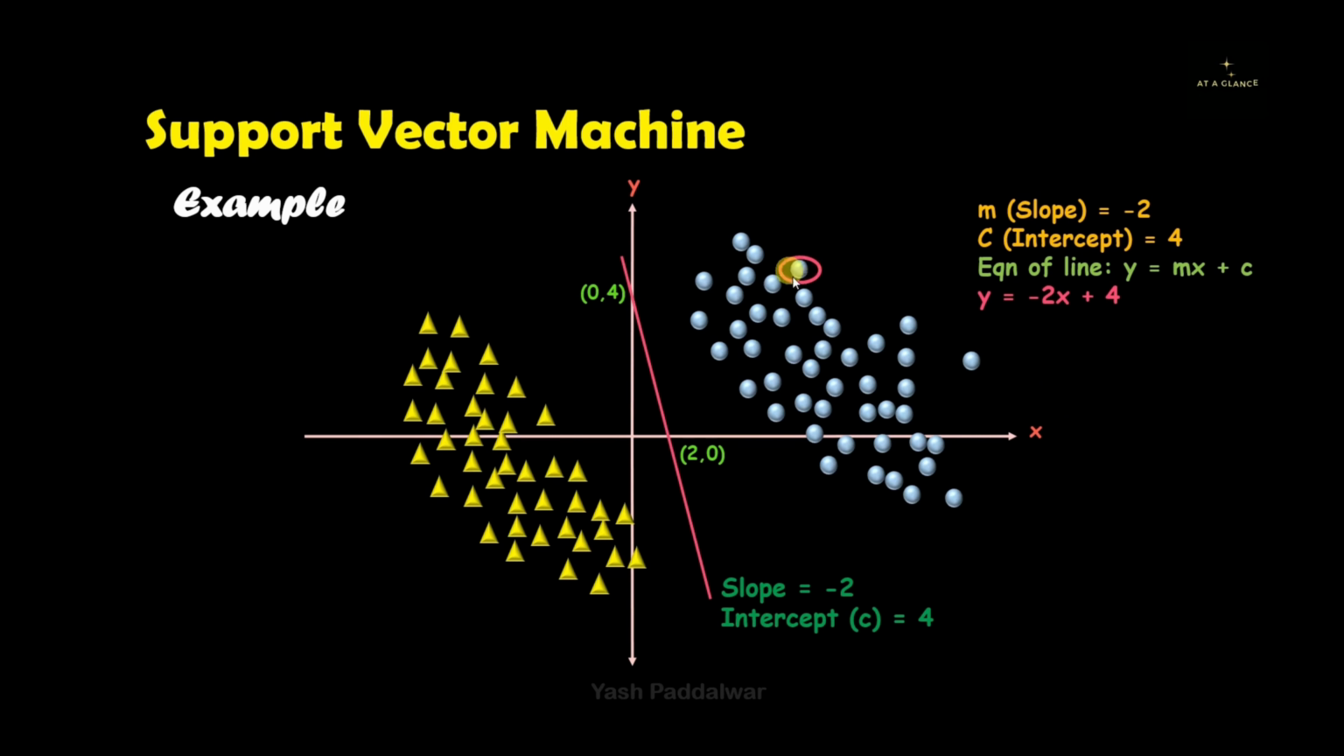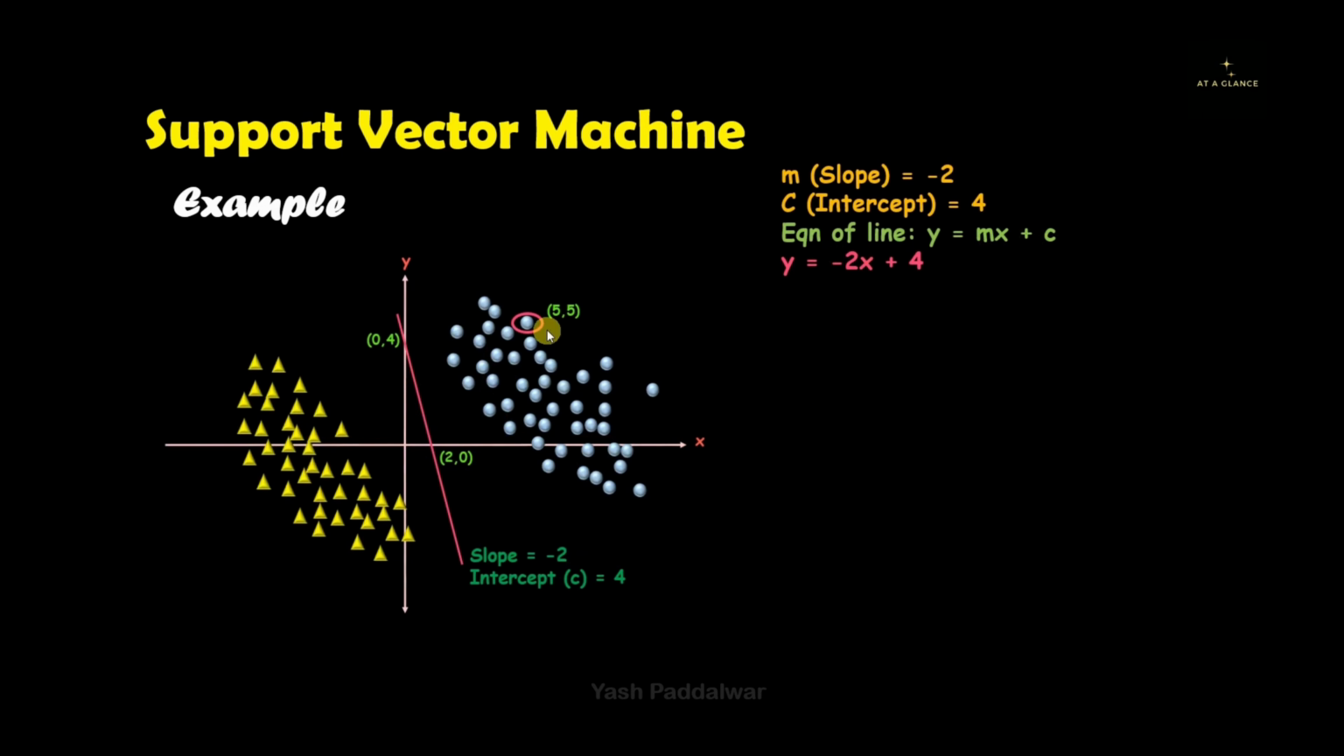Now let's consider this particular data point from the class of circles. The coordinates of this data point are (5, 5), which is next to the hyperplane. We already have this equation y equals minus 2x plus 4. We know that the standard form of the hyperplane equation is w transpose multiplied by x plus b equals 0. Now we need to rearrange the equation y equals minus 2x plus 4 into this hyperplane equation form. We can just shift the minus 2x plus 4 to the left hand side. We'll get plus 2x plus y minus 4 equals 0.